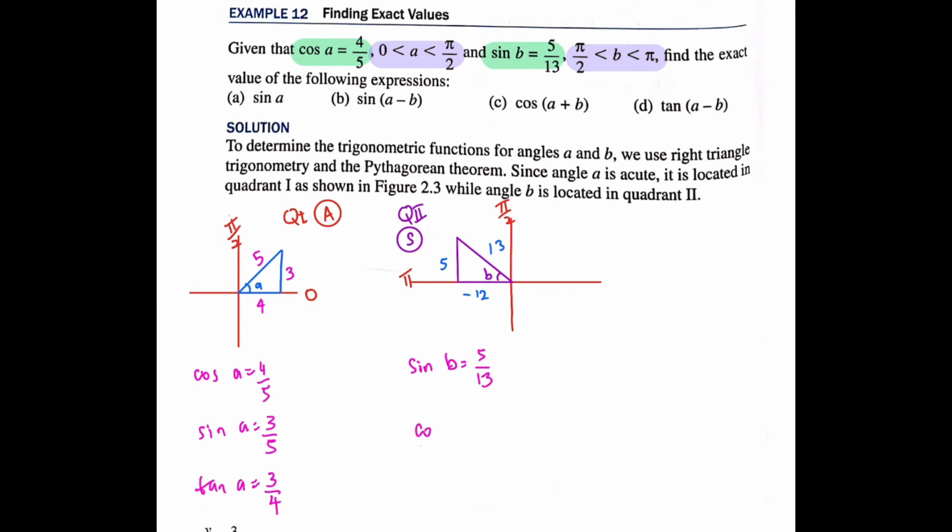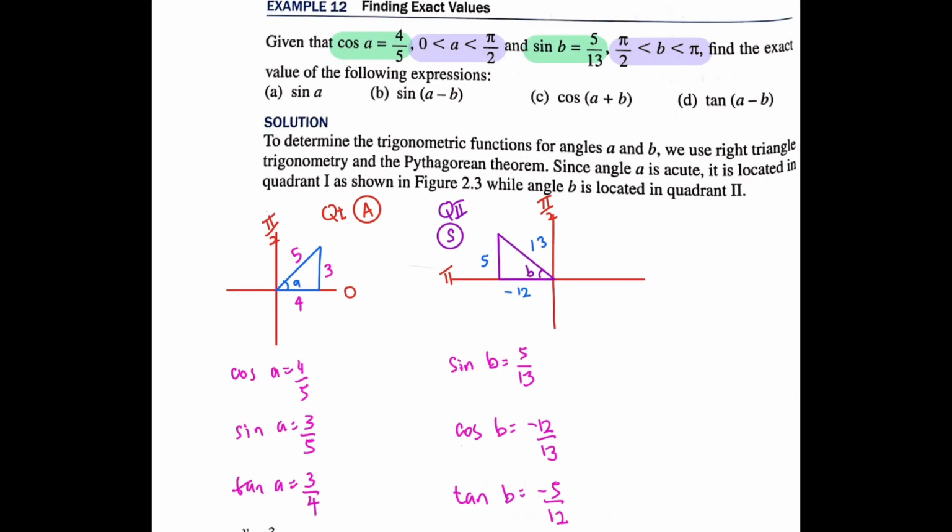Now let's see for cos. Cos B will be adjacent over hypotenuse. So it is negative 12 over 13. You can also give out the value of tangent B. Tangent B is opposite over adjacent. So it is negative 5 over 12. So when we have these values ready, this will make it easier for us to calculate the questions after this.